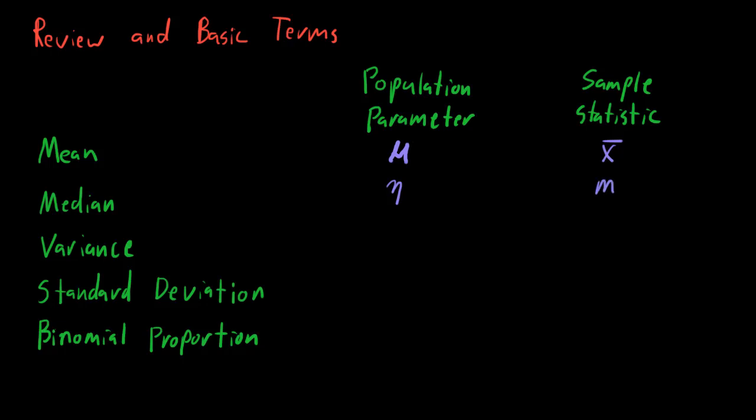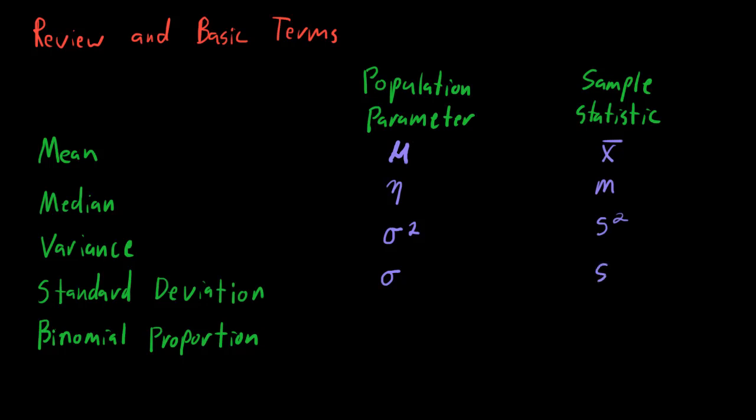For our variance, we have sigma squared, so the Greek letter sigma, and that value squared. And then for the sample statistic, we have just s squared. A standard deviation, since it's the square root of variance, for our standard deviation parameter, or population parameter, we just have sigma. And then for our sample statistic, we just have our s value.